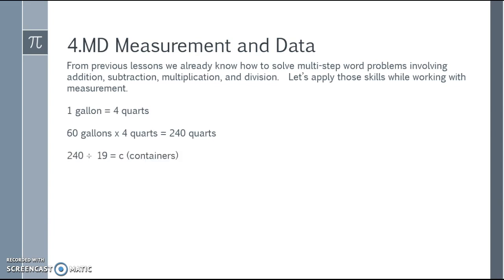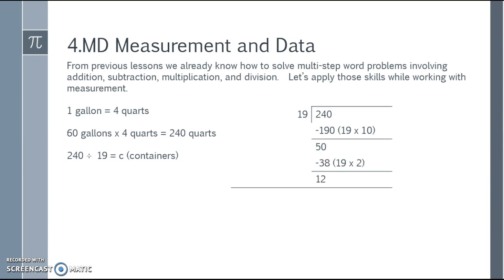We need to divide that by 19 to determine how many containers that we need. So 240 divided by 19. Using our partial quotient, we can know that 19 times 10 is 190. So when we subtract, we have 50. 19 times 2 is 38, leaving me with 12 left over. As a reminder, I take the pieces that we multiplied 19 by, add them together, and that is our division, or our result. So we will need 12 with 12 left over, so we'll have 12 quarts left over.